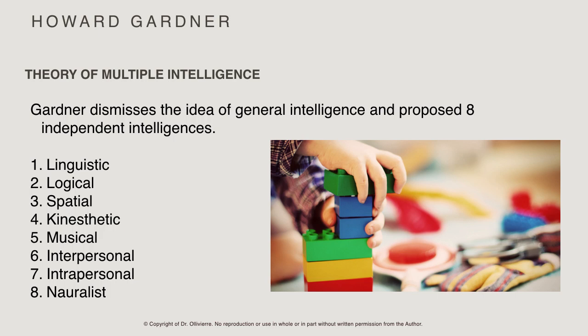So with general intelligence, it's again measuring how smart you are, like IQ and things like that. But with multiple intelligence, it's the different ways that you can be smart. So there's linguistic, logical, spatial, kinesthetic, musical, interpersonal, intrapersonal, and naturalistic.